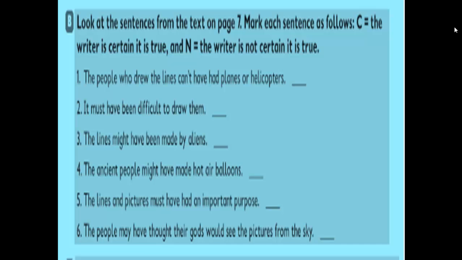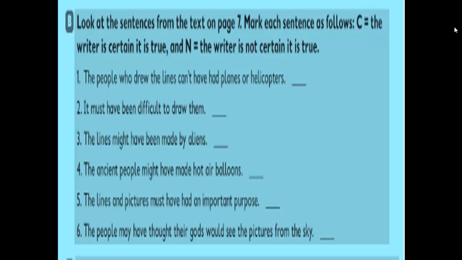Number 3, the lines might have been made by aliens. So here we are not sure if the lines were made by aliens or other people. The speaker here is not sure, is not certain who is the doer of the lines. Yes, here we have to put N, because the writer is not certain it's true.